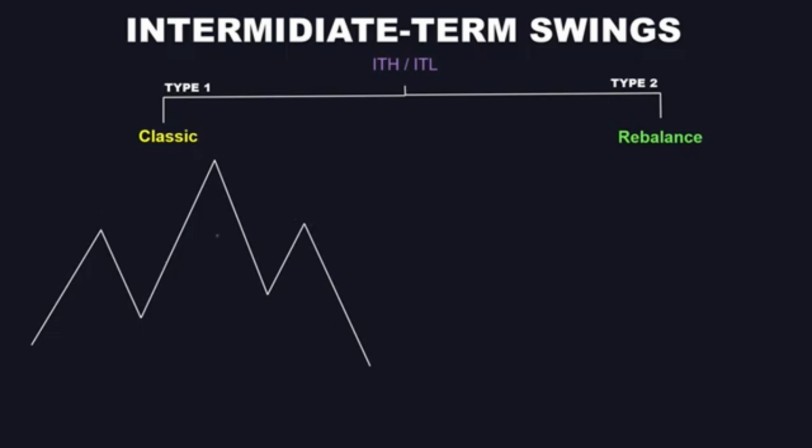We have two types of intermediate-term swings. The first type is classic intermediate-term swings. The second type is rebalanced intermediate-term swings. Let's first look at the classic intermediate-term swings. This was the market. The market made a swing here, made a swing here, and made a swing high here. Now we have three swing highs.